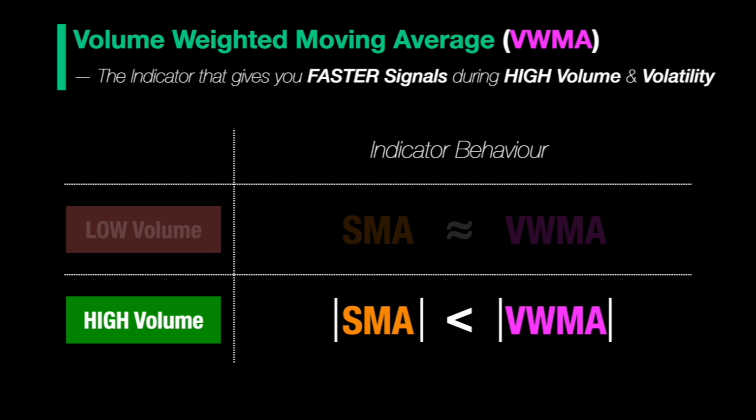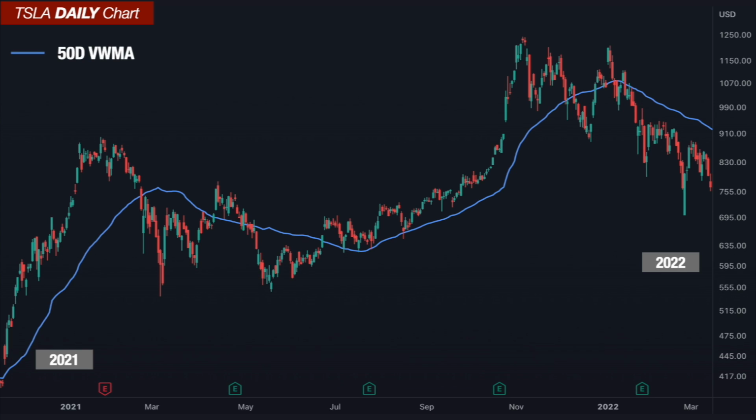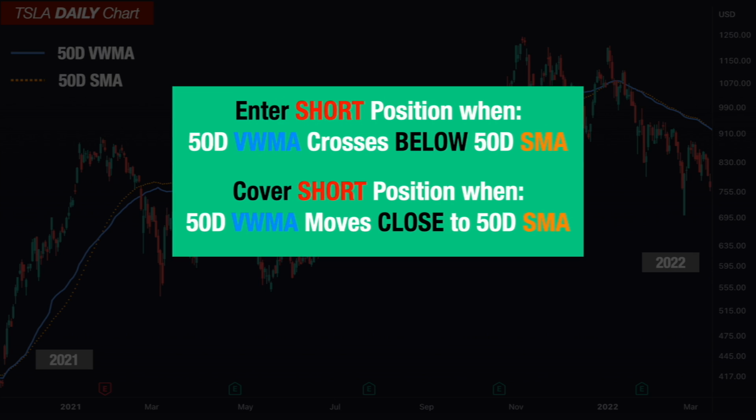But my favorite way to use the volume-weighted moving average and take advantage of the increasing volumes is to combine it with a simple moving average and generate some high-quality swing trading signals. For example, this is the daily chart of Tesla from 2021 to 2022, exactly 1 year. This blue line is the 50-day volume-weighted moving average, and this orange line is the 50-day simple moving average. The strategy is pretty simple. When the blue line crosses below the orange line, that means the market enters a potential short-term bearish momentum. So we enter a short position. We close our position when these two moving averages start moving together.